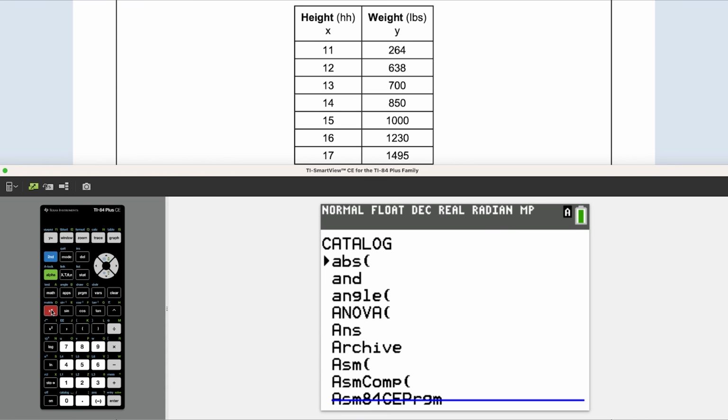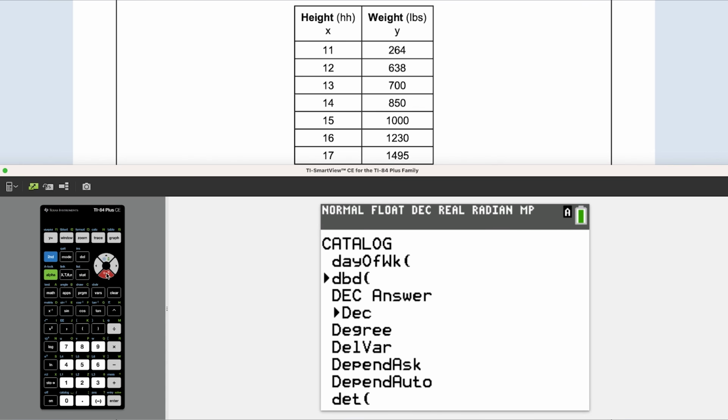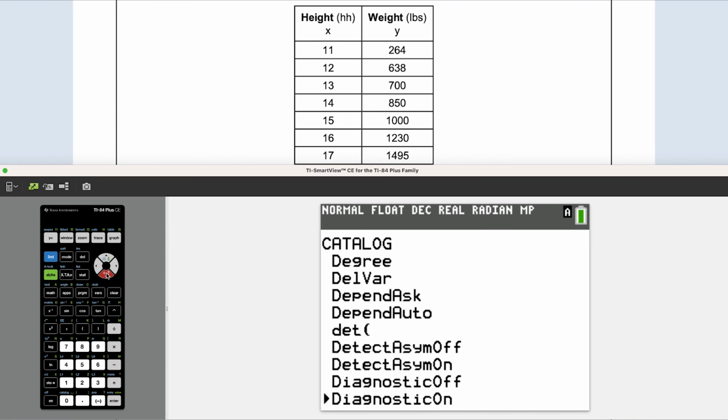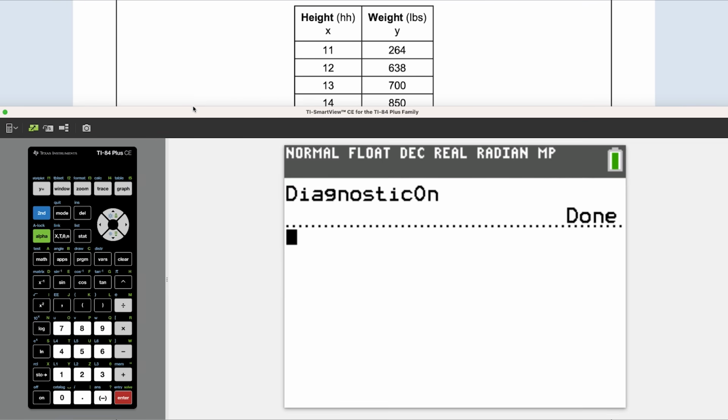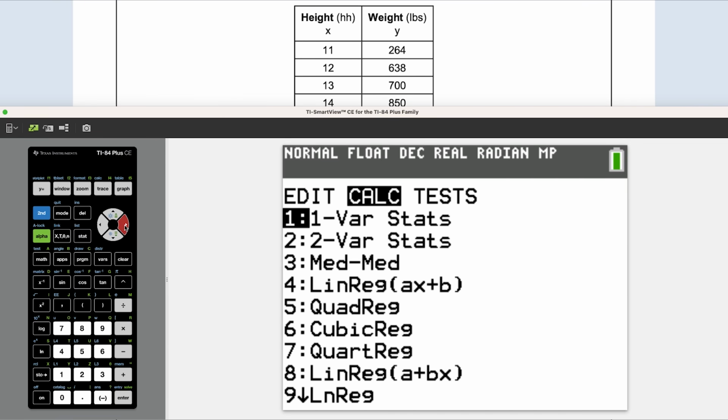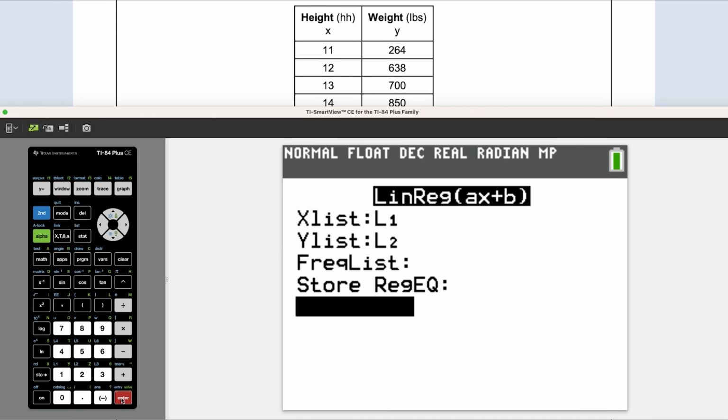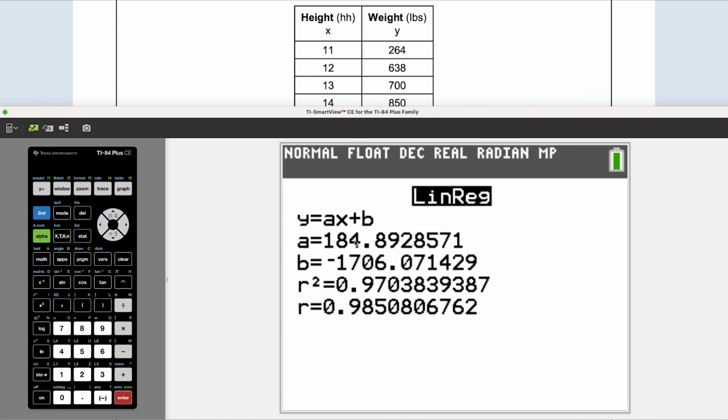We have alpha and then x^-1 here, and that brings us to the letter D, and we're going to go down to diagnostic on. So we go ahead and press this, and now what that allows us to do is the next time I do the linear regression, so I'm going to calculate here, linear regression is option 4, it's going to include all the stuff that we need for the later parts here.